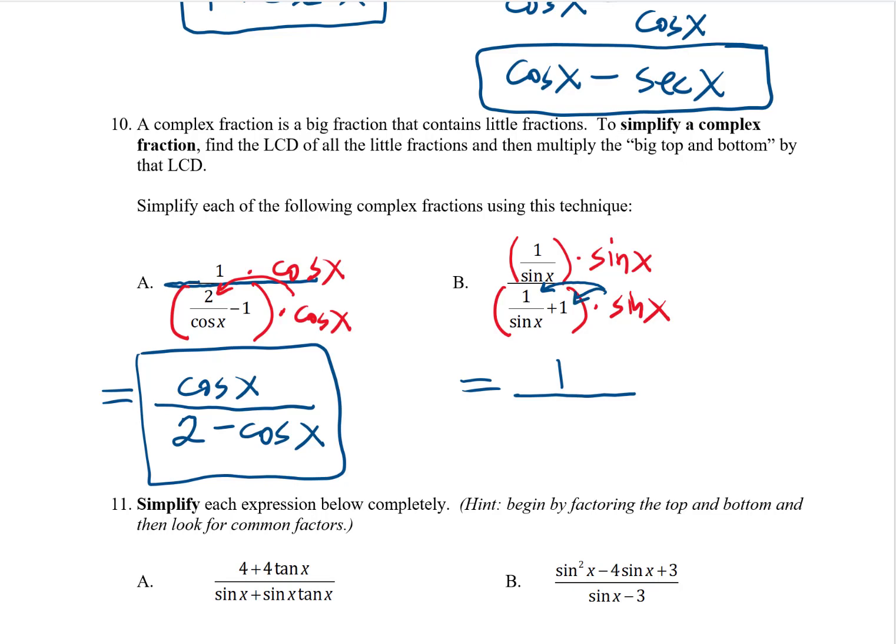Let's see, when I do that first multiplication, once again the sine x's will cancel, leaving me with 1. When I do the second multiplication, I get 1 times sine x, which is sine x. Once again, I'm stuck at this point. 1 plus sine x doesn't factor. It's its own factor. I don't have any matches on the top, and so here's the final answer.